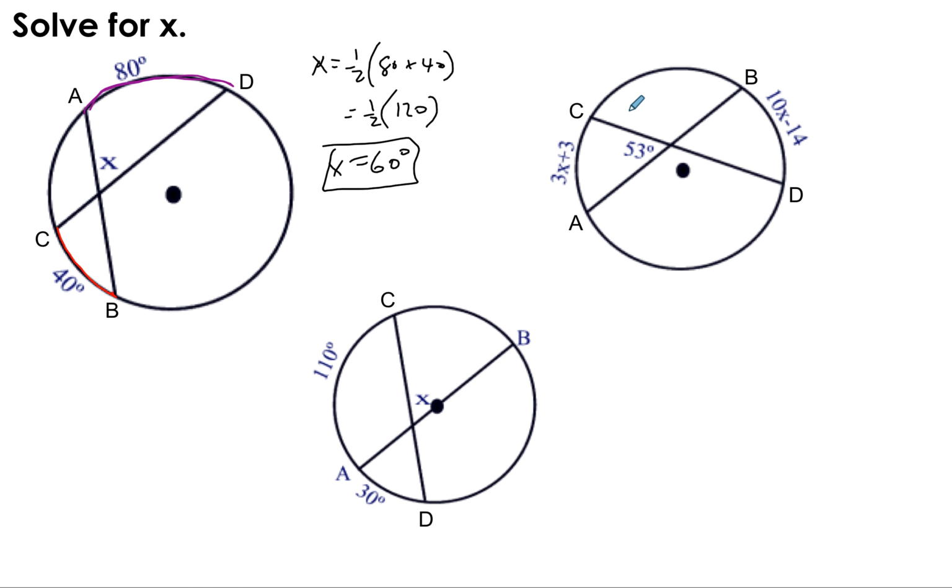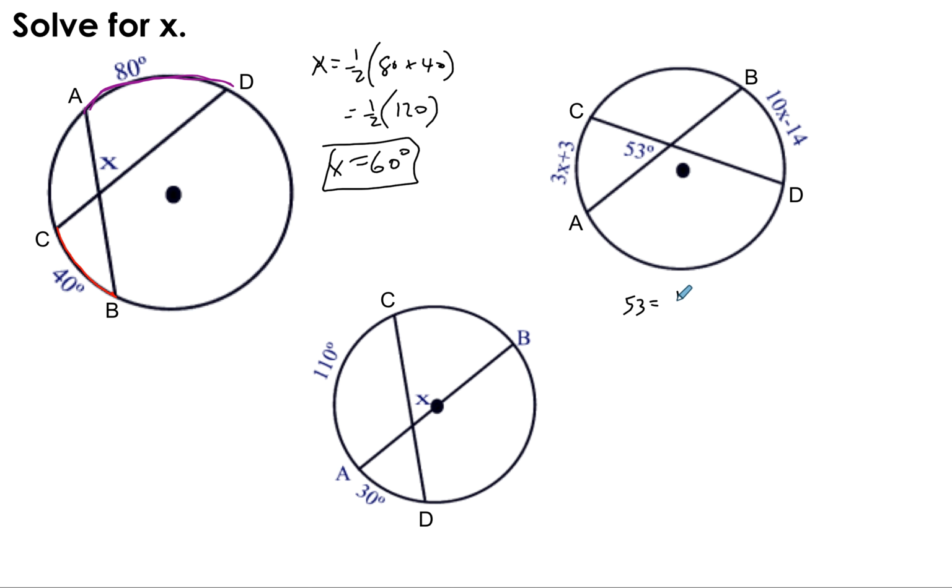Okay, let's take a look at the next question. So this is no different than the other. The only difference is that instead of just having measures of arcs, we actually have expressions. But we're going to set this up exactly the same way. So they're telling us what the angle is. The measure of the angle that intersects these two arcs is 53 degrees. So I'm going to set this up as an equation.